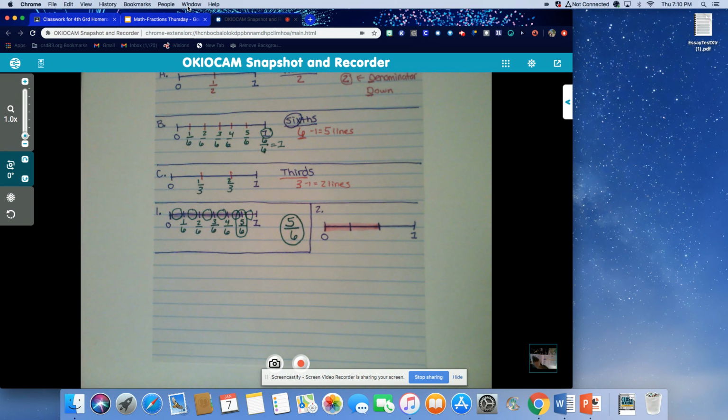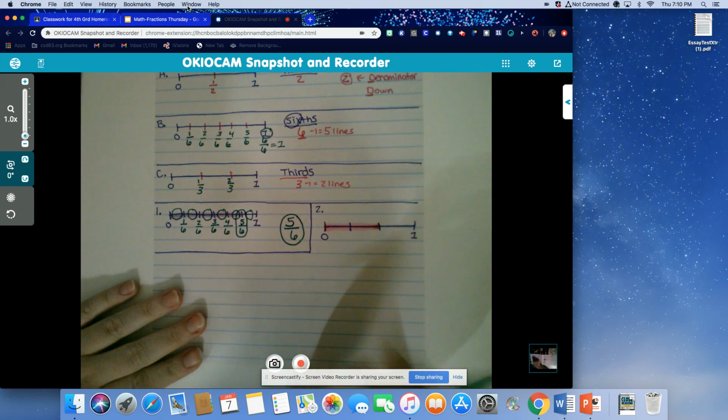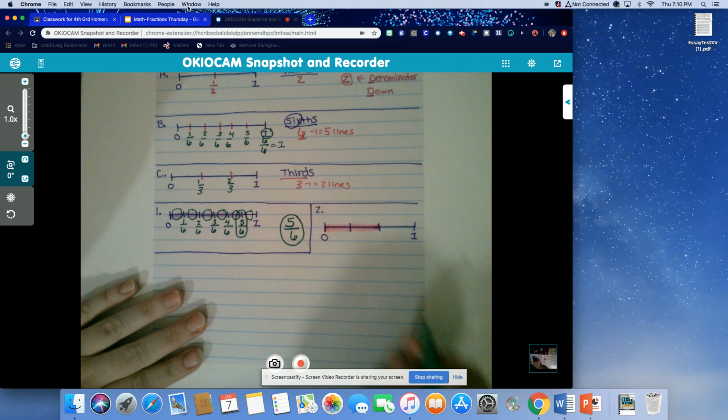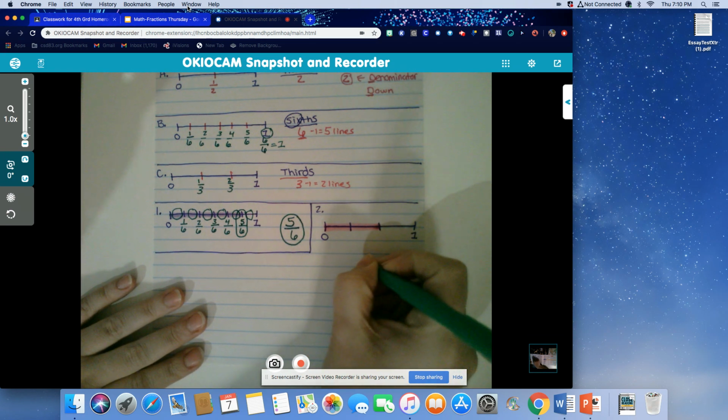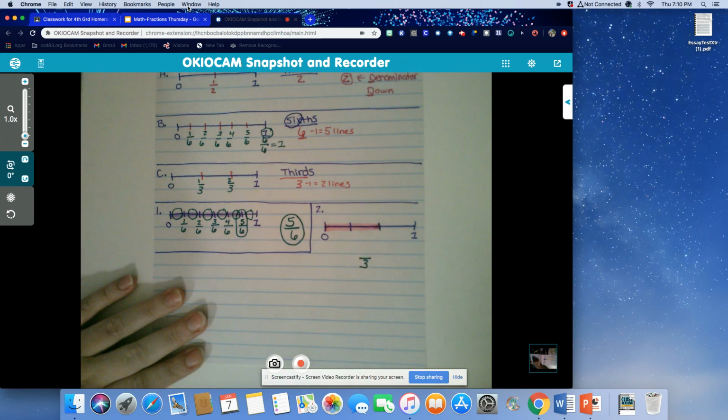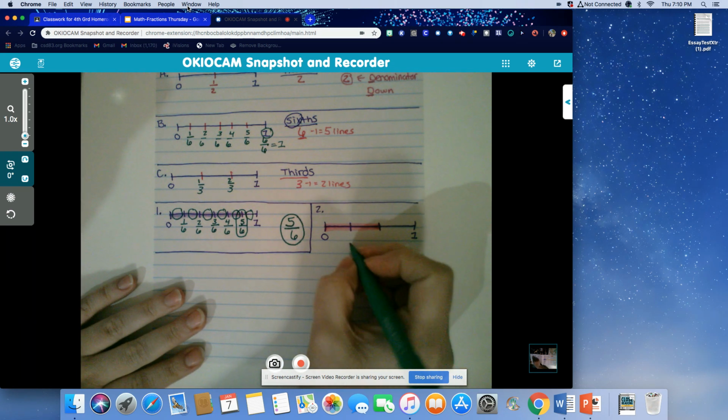All right, so let's label our number line. So first I have to figure out how many total pieces I have in my candy bar. Well, here's 1 piece, 2 pieces, 3 pieces. So I know that my denominator is going to have a 3 because that represents the total number of pieces in my candy bar.